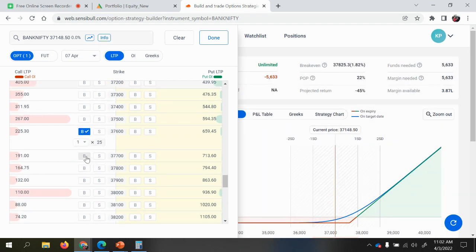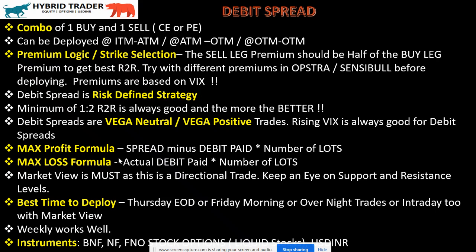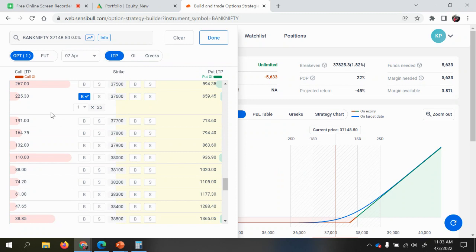The next thing is I'll give a 500 strike gap and sell that. Usually the premium logic or strike selection logic is that the sell leg premium should be half of the buy leg to get the best risk to reward. But the premiums all depend on the VIX. So try some trial and error in Sensibull before deploying. Premiums are based on VIX, so at times you'll get bigger premiums, at times low premiums. We do not have any straight formula. End of the day, you have to play around with Sensibull or whichever platform you're using.